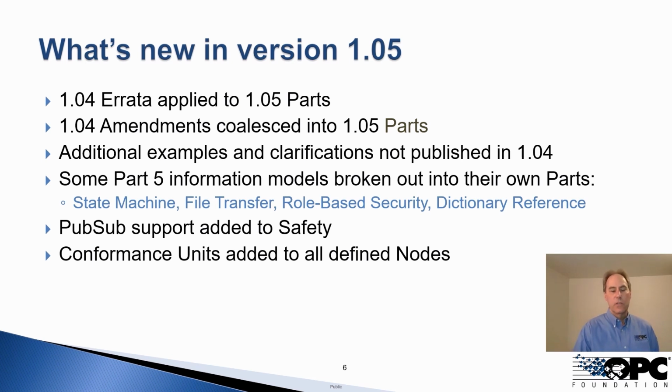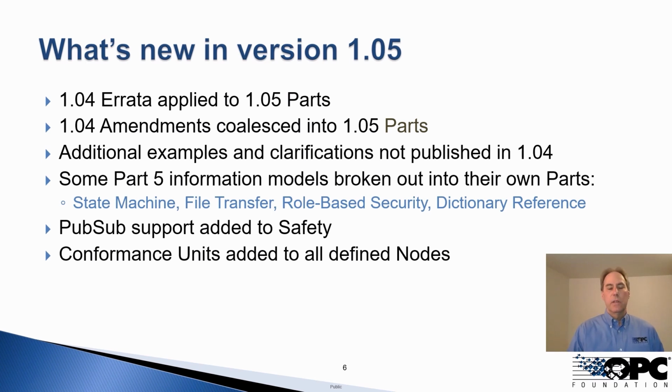So first of all, some of the Part 5 information models that we had often in appendixes in Part 5 have been broken out, and they now have their own parts. So specifically, state machine, file transfer, role-based security, and dictionary reference now are located in their own parts, instead of being annexes to Part 5. The content is the same. These were all published either in Part 5 or in amendments to Part 5 in 1.04, and now they have their own parts.